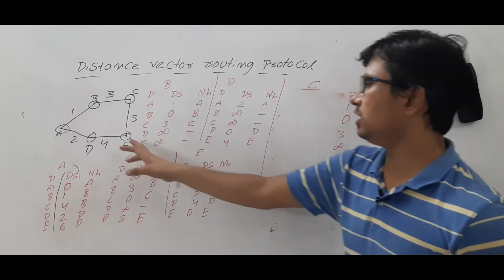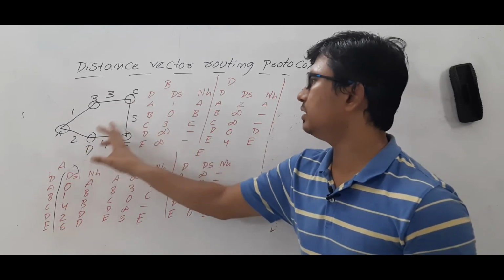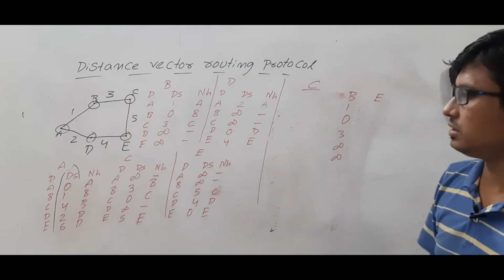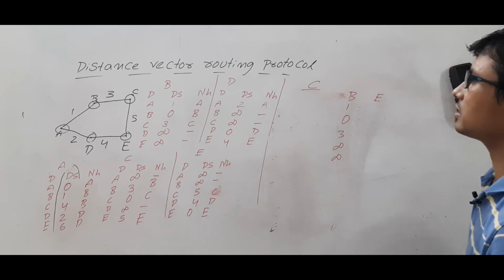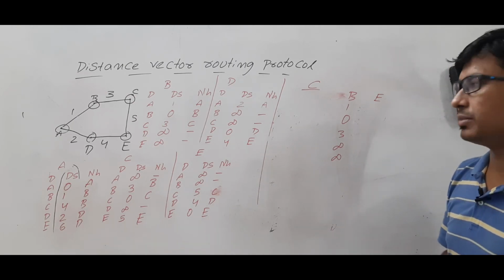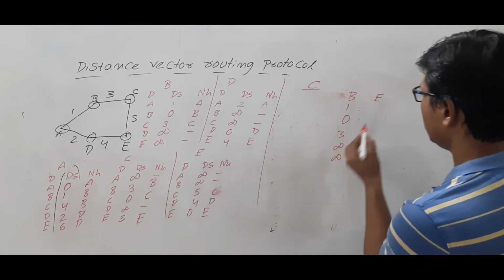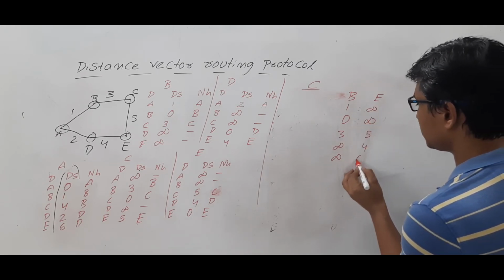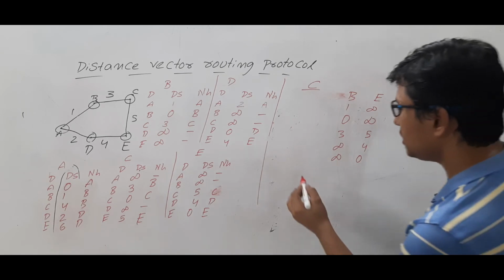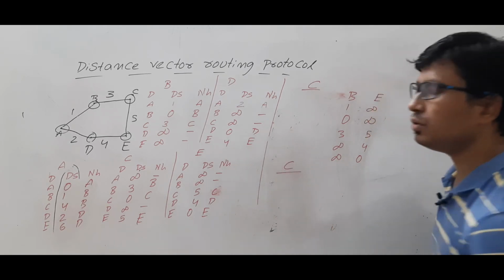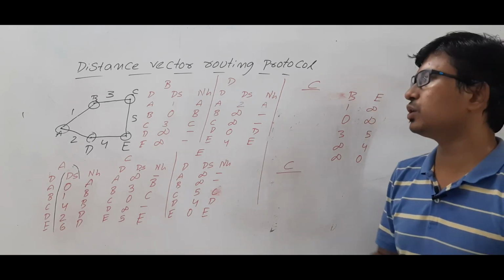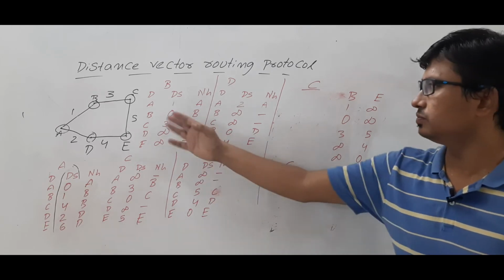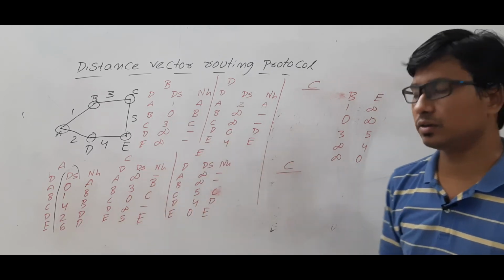Is it clear? Because E will send the information to D and C, as E's neighbors are D and C. So C will get the distance vector from E. What is the information it will get? Infinity, infinity, 5, 4, 0. Now, C has to find the new routing table without considering the old value. Where is C? C is here. Are you able to understand?